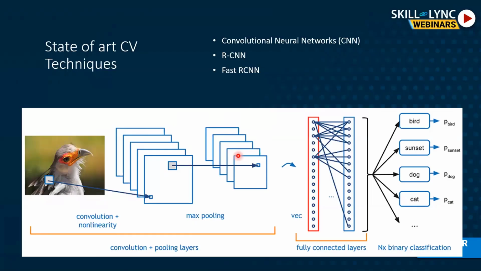So when we are using this CNN, we have an image as input, a training set, and suppose we have different classes like bird, sunset, dog, cat. These are the classes. Using our input, we train the model to say whether the image that we entered is a bird, a sunset, a dog, a cat, and so on.